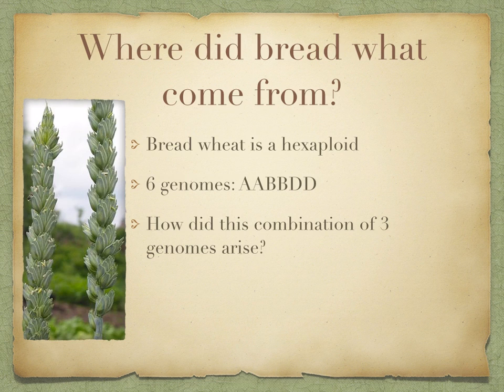So where did the common bread wheat come from? Well, bread wheat is a hexaploid, so it's got AA, BB, DD. So how did this combination of three genomes arise?